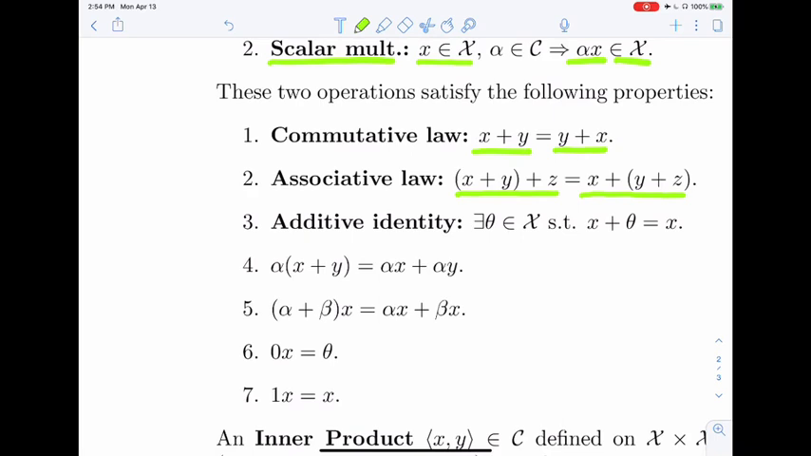There is something called an additive identity. The additive identity property for linear vector spaces says there exists, so that's that backwards E, there exists some theta. I'm going to call theta my fancy zero, more on that in a second. There exists theta that is part of our universe, part of our linear vector space, such that if I add that theta to x, I end up right back at x, okay?